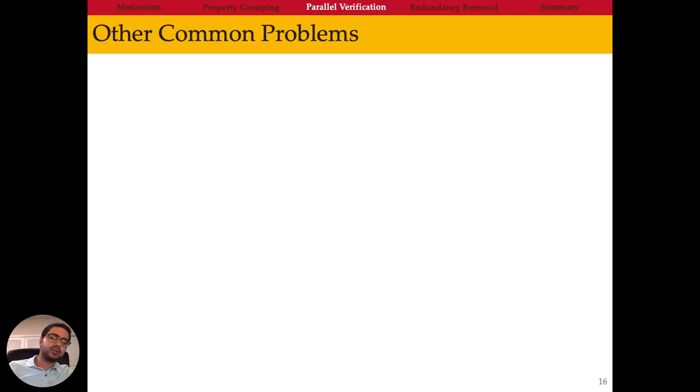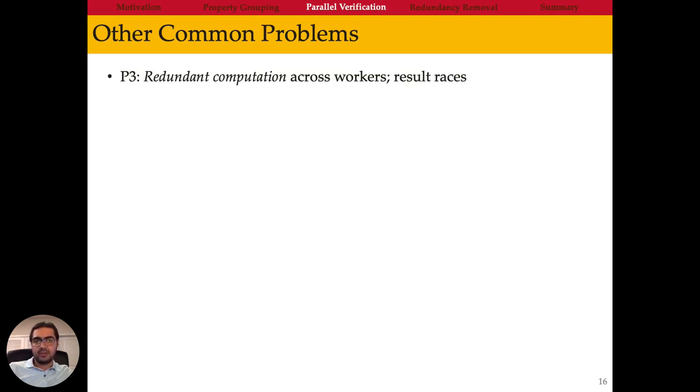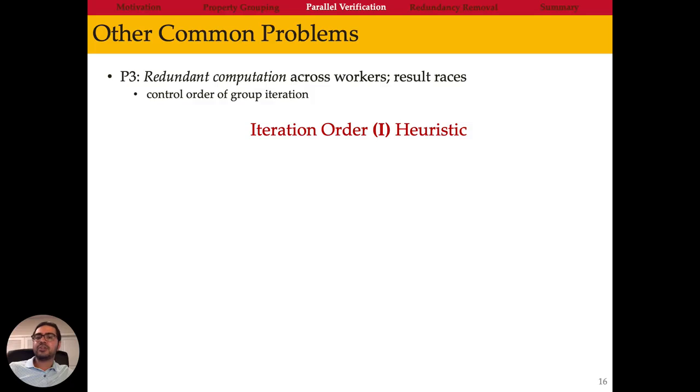Now, there are several other common problems that affect parallel verification strategies and why it's not trivial to utilize a parallel verification environment. There is the problem of redundant computation across workers when each worker verifies the same group at the same time, and this can often lead to result races in which one group, as soon as it finishes solving a property, has to preempt the progress of the other group. Our iteration order heuristics combats this problem by allowing a finer grained control on the order of group iteration in individual processes.